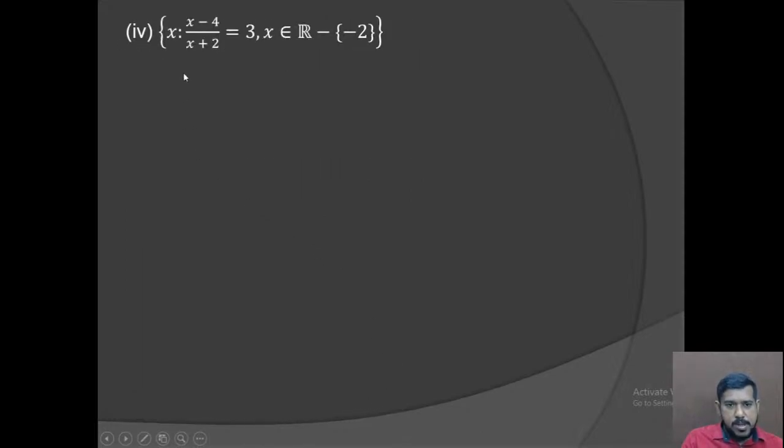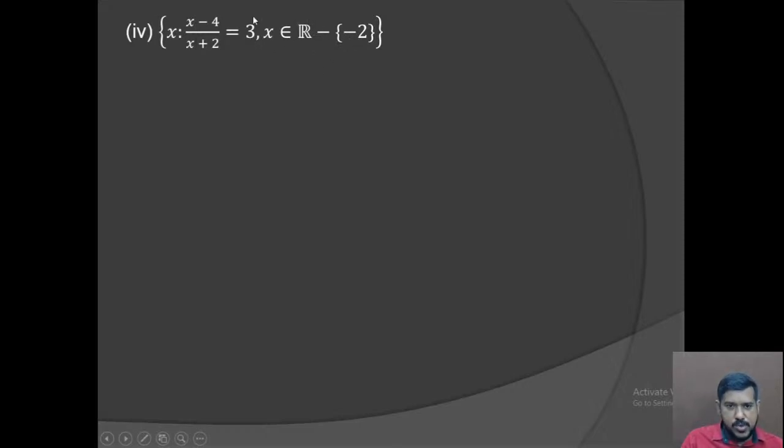Subdivision 4. Here the condition is given that x such that (x minus 4) by (x plus 2) is equal to 3, x belongs to real numbers. But there is one more thing given: x belongs to real numbers minus the set of minus 2. It means you can take any real number other than minus 2. That means from the set of real numbers you have to avoid minus 2 only. Leave minus 2. That means minus 2 will not be considered in the set.